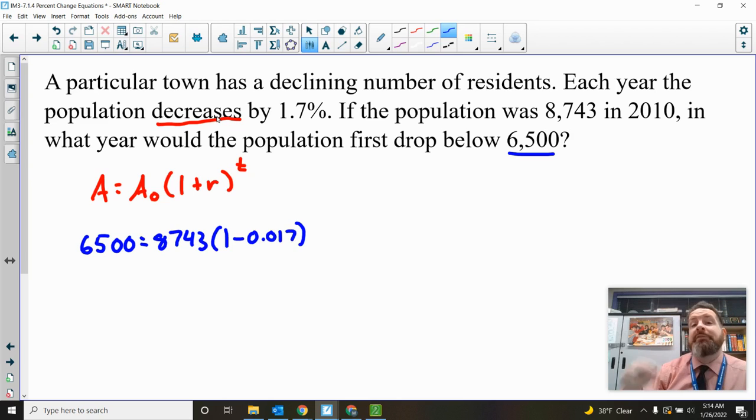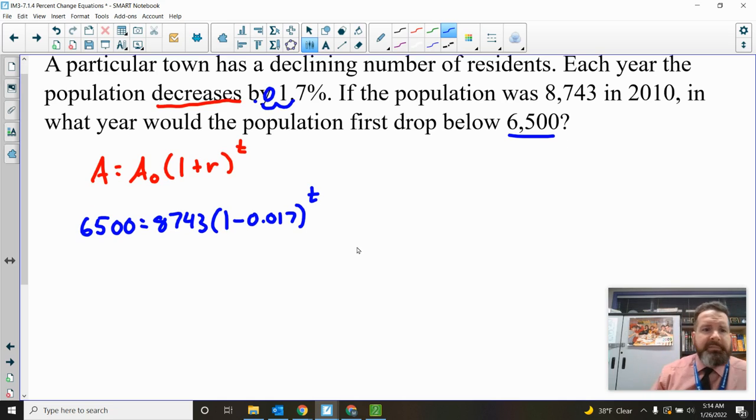Very important that you carefully read the problem you have. Otherwise, you're going to be misled. So 1 minus that 1.7%. Now remember, move that decimal over 2 spots. The decimal you use is 0.017. And then lastly, do we know how long it's going to take? No, that's what we're trying to find.